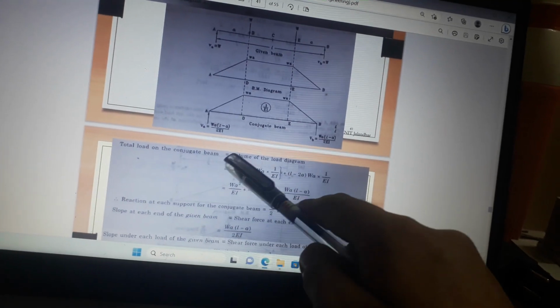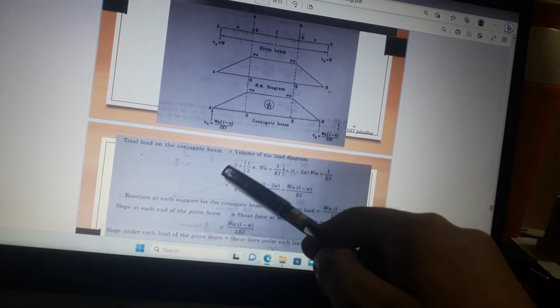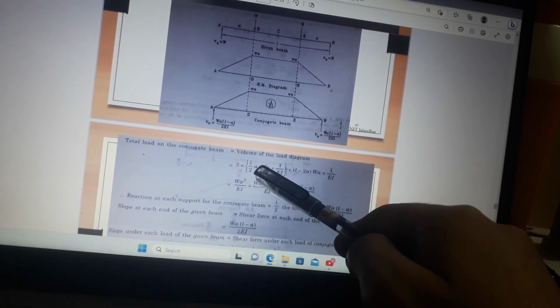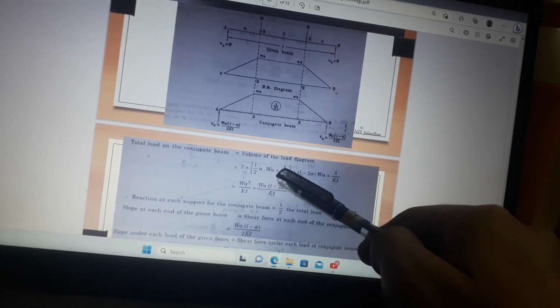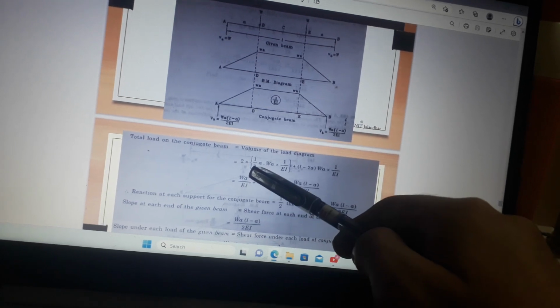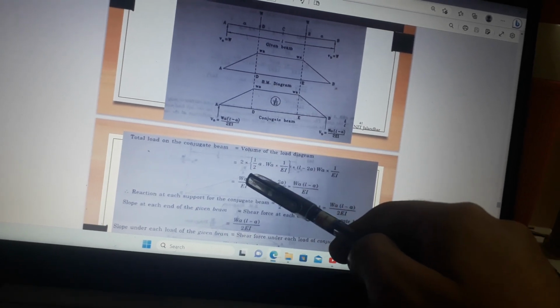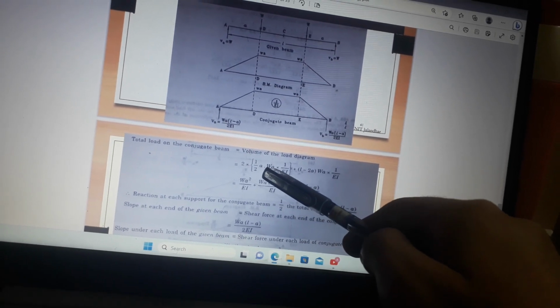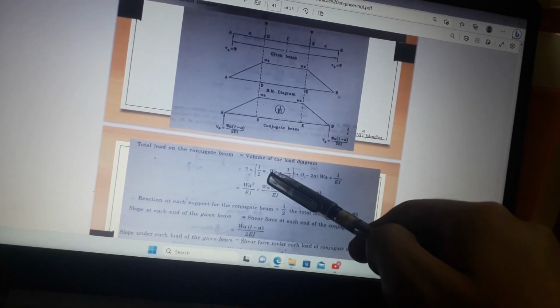Total load on the conjugate beam is equal to the volume of the load diagram, which is equal to 2 into half A into WA into 1 by EI, plus (L minus 2A) into WA into 1 by EI. This is the volume of the load diagram, the total load on the conjugate beam.